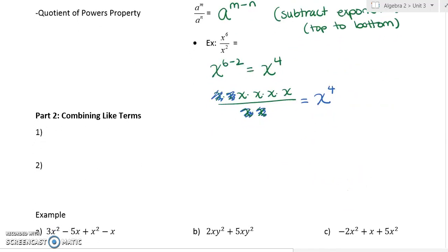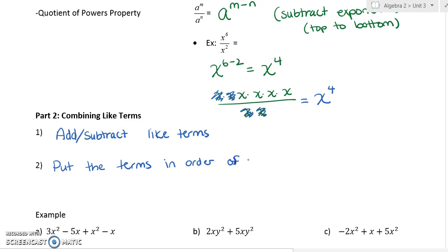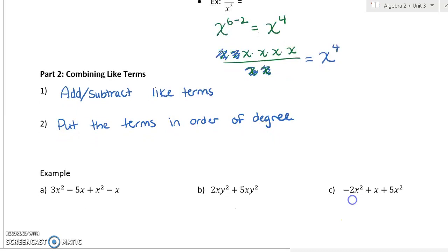When you're combining like terms, remember that what you do is you add or subtract like terms only. So if they look different, you don't put them together. The second thing you do is you put them in order. So you're going to put the terms in order of degree. So usually we put the highest degree first, and then we go all the way to the one with the least amount of degree. And sometimes there are no x's, so we just put the numbers last.